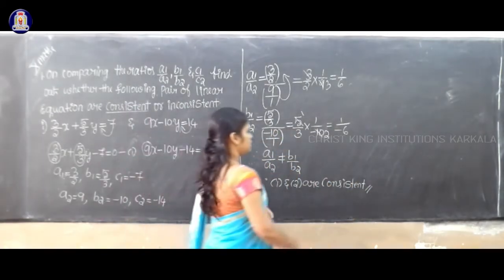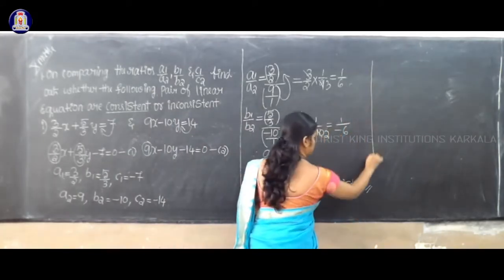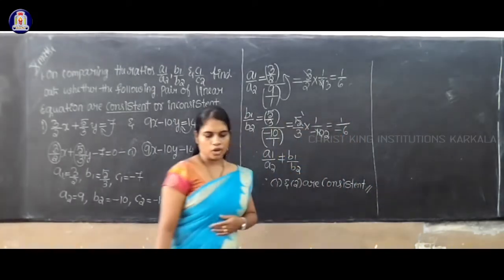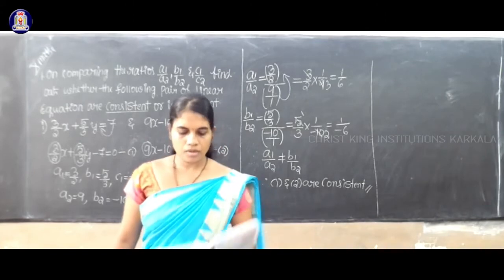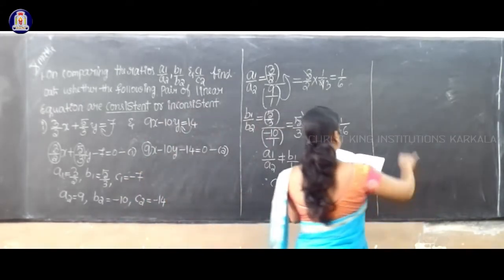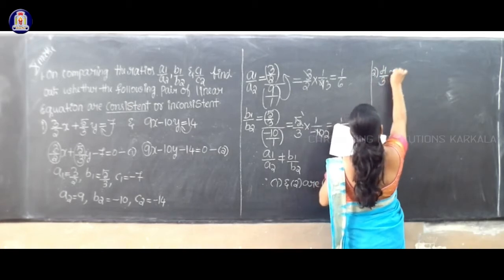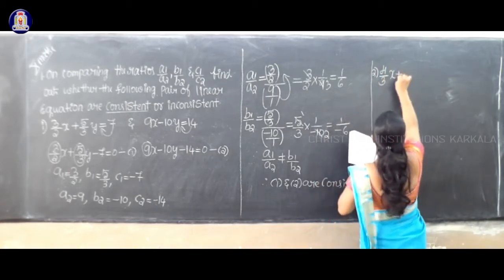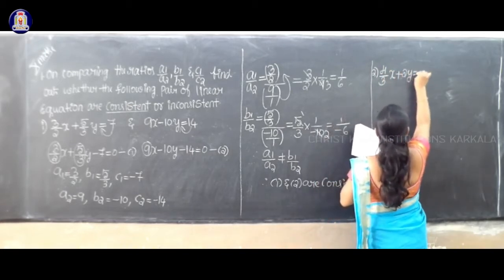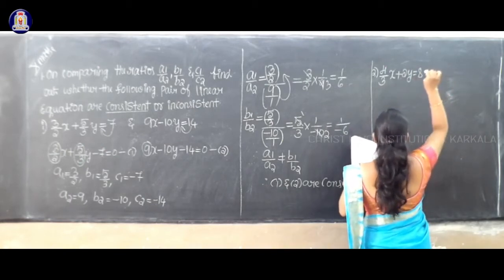Similarly, we will see the second question. Another question I will consider: 4 by 3 into x plus 2y equal to 8. Next, another question.